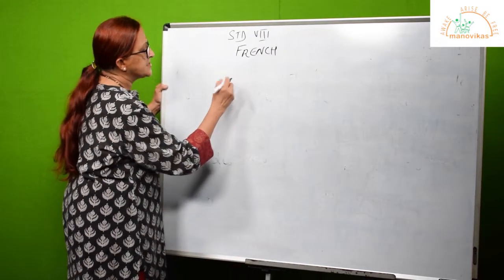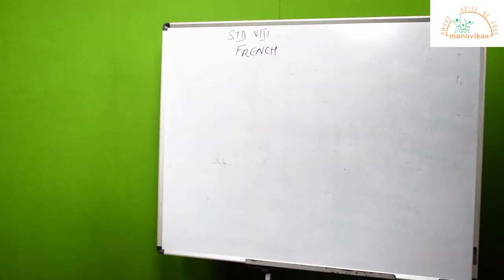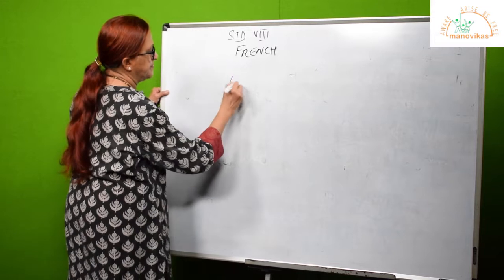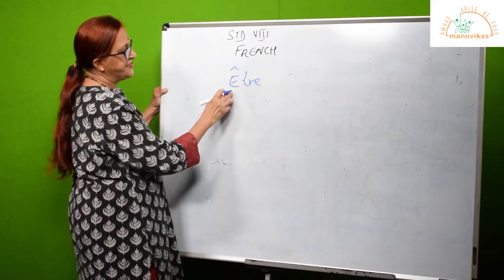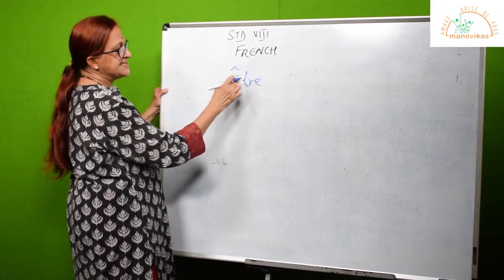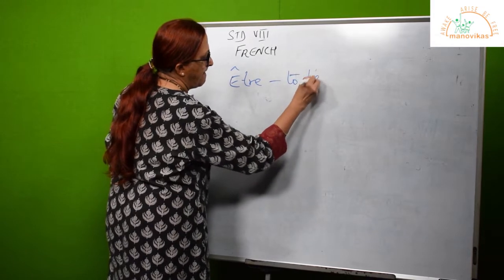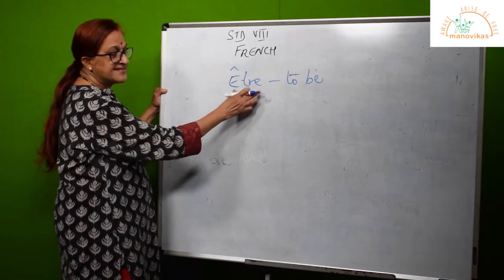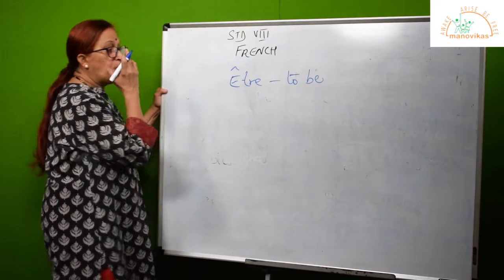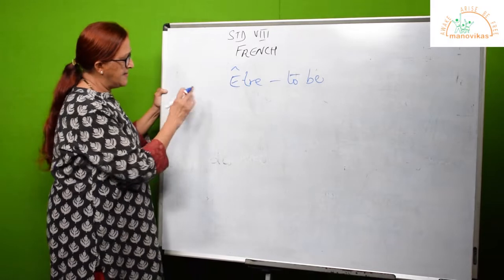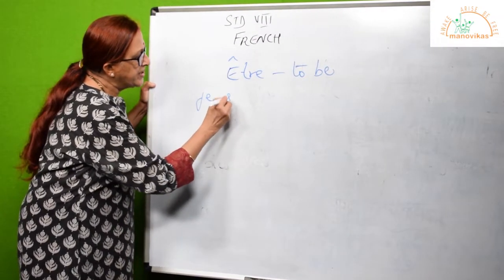French. The first one is être. Être, E with a circumflex, T-R-E. Here this one means to be. So, être is a verb which means to be. So, now, when I'm talking of being, you can say, I am, je suis.